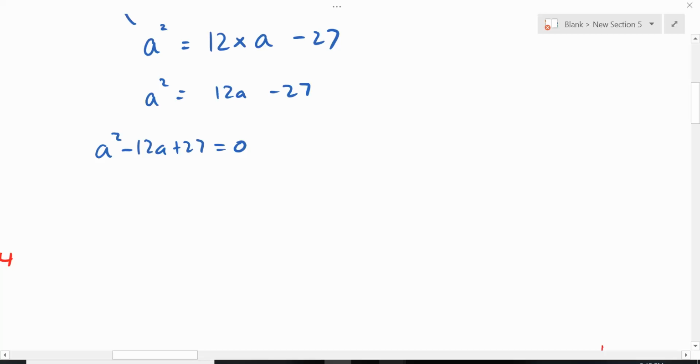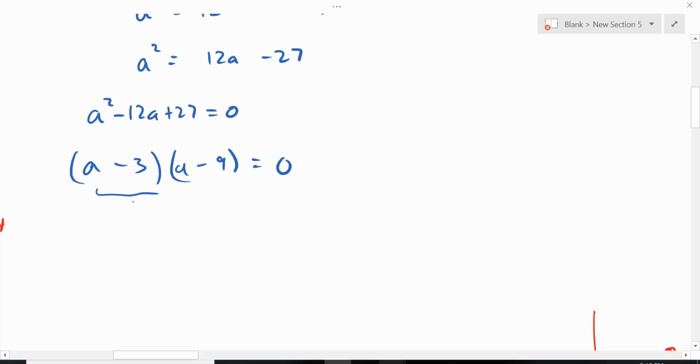Okay, so here we go. a squared minus 12a plus 27. Let's factorize, because they're all equal to 0 on the right-hand side. What does it come down to? Negative 3, negative 9. Does that work? Yes, that is true. So therefore, using the null factor law, a has to equal 3 and 9.